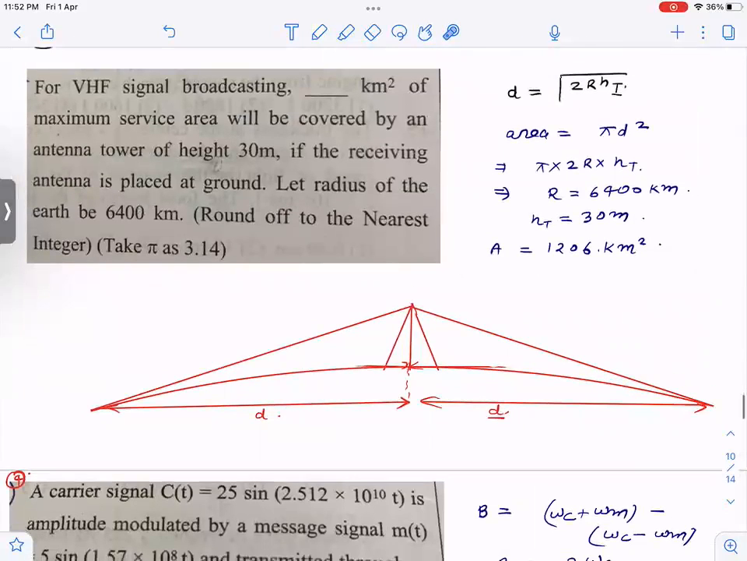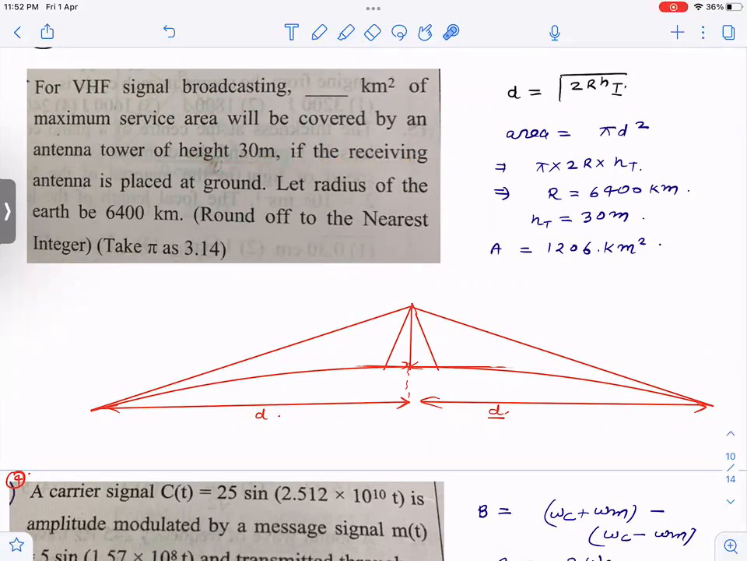The next question is again based on the same concept. This is for VHF. What is VHF? VHF is very high frequency signal broadcasting. And this is a numerical question. So here we have to fill in the value. How many kilometer square of maximum service area will be covered by an antenna tower of height 30 meter? So you know the height of the antenna, 30 meter.